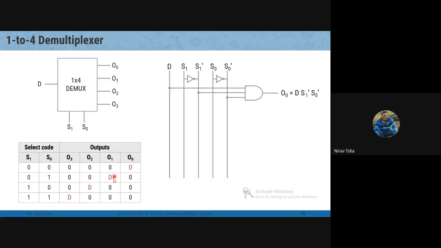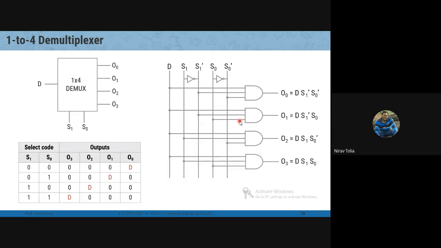When my data input D is connected with O1, output 1, then we have to check the select line. My select line is S1 0, S0 1. So again data is connected to the input, but we require S1 bar and S0. So the other inputs are S1 bar and S0. Same way we have to draw the logic diagram for O2 and O3.